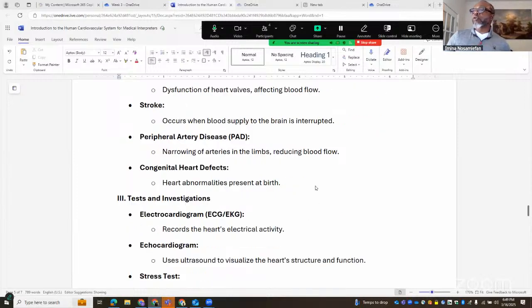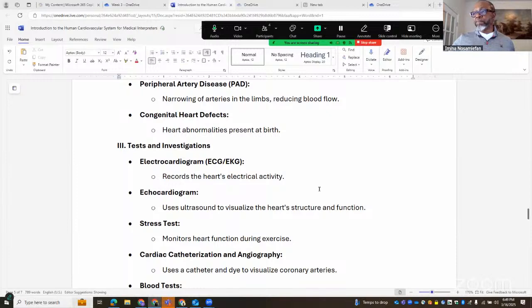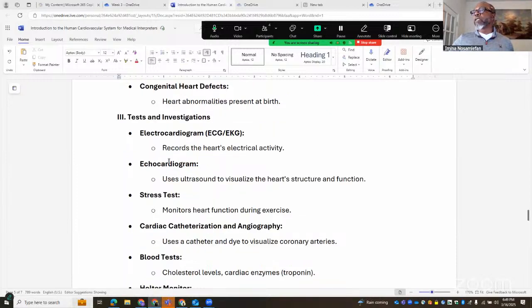So what tests do we perform for cardiovascular system diseases? EKG, we've talked about EKG. Then there's the echocardiogram. Let me tell you what an echocardiogram is. You know what EKG is, I don't have to tell you that. Echo is sound. So this is how an echo is done.